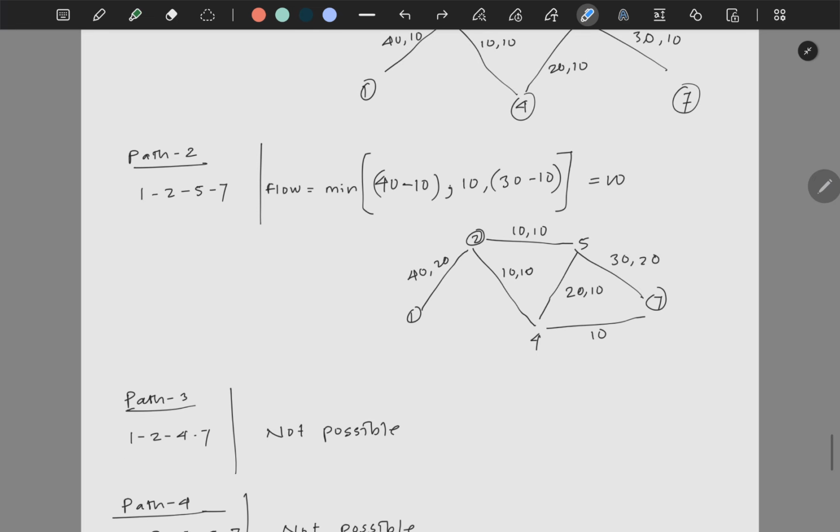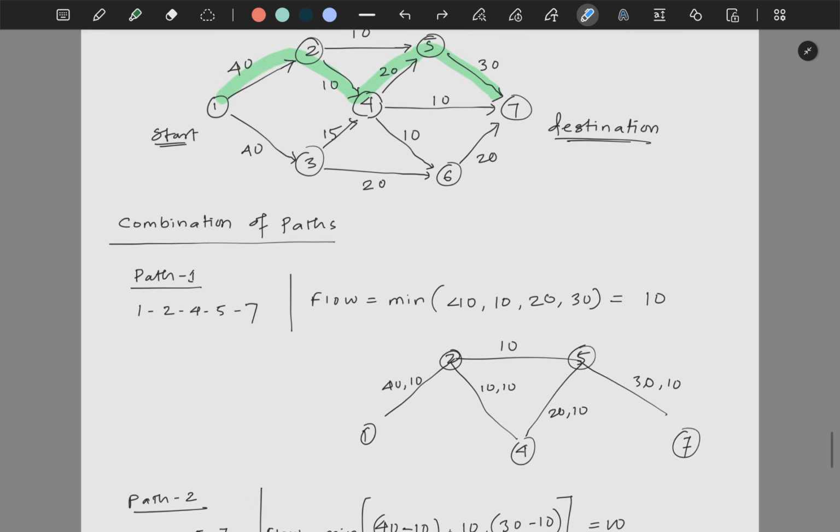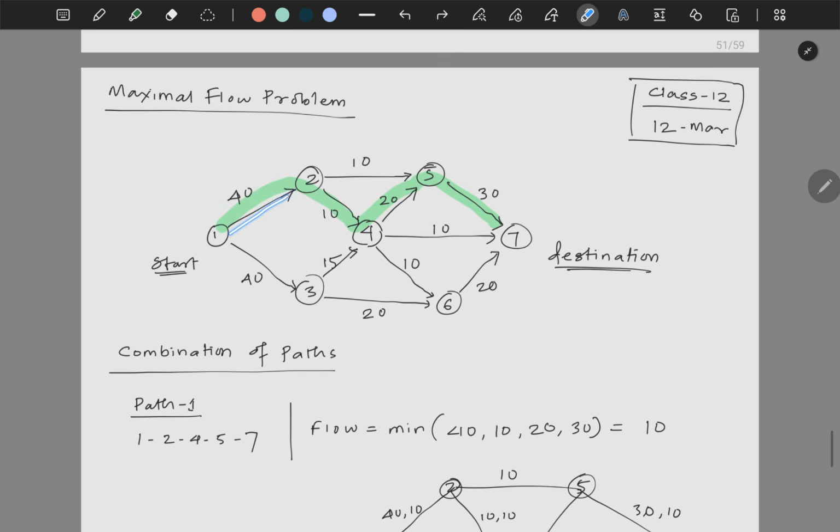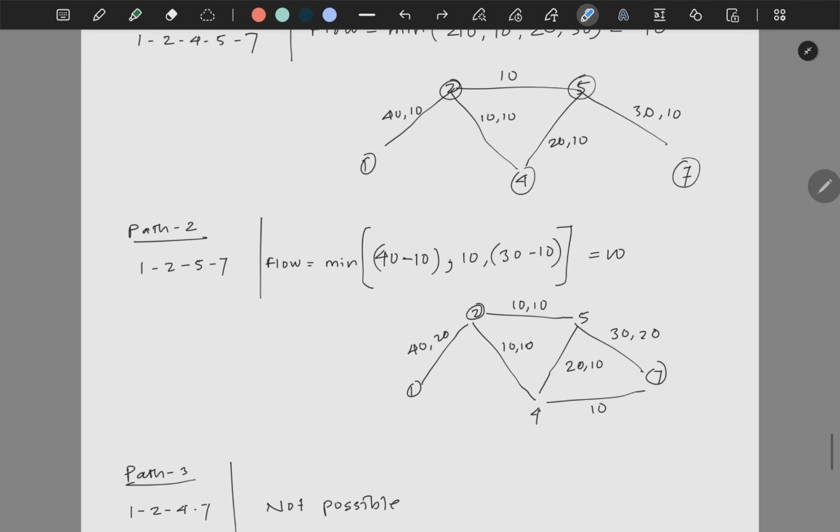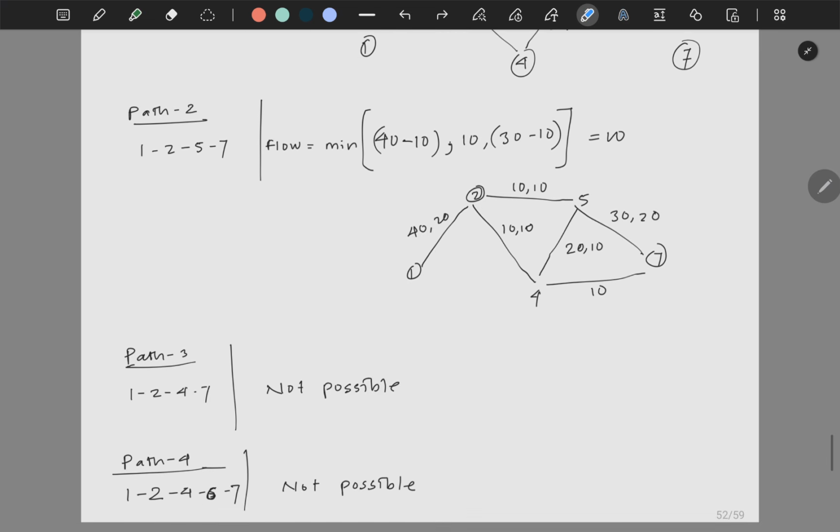Then we'll move to path 3. That is, path 3 is nothing but 1 2 4 and 7. So in this path, the problem is, once we are here, path 2 to 4 is already completely exhausted. So no more liquid can flow through this. That's why I have written that this path is not possible, because no flow is possible through this path. So we'll not consider this.